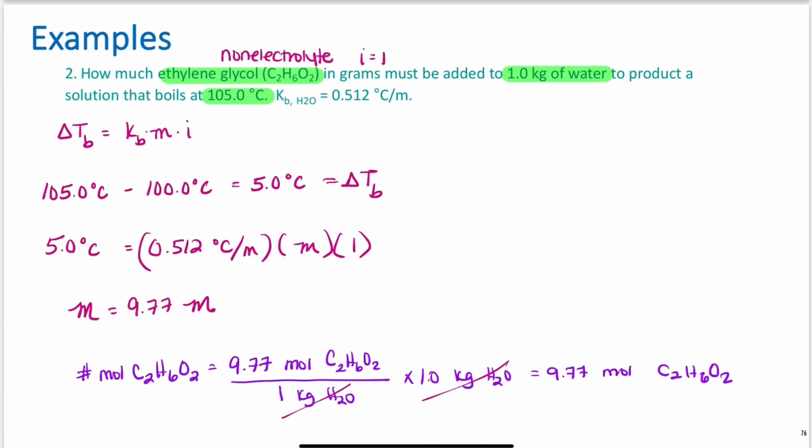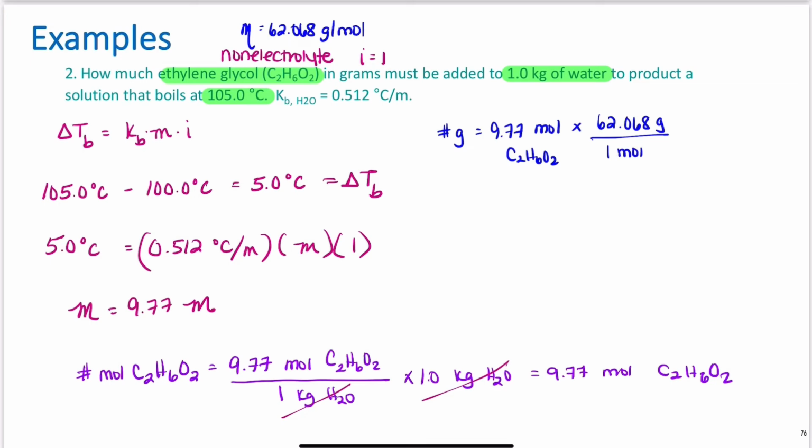I can add up the molar mass of ethylene glycol, and I find the molar mass to be 62.068 grams per mole. I'm going to use that along with the moles to find out the number of grams I need. I know I need 9.77 moles. I know ethylene glycol is 62.068 grams per 1 mole.